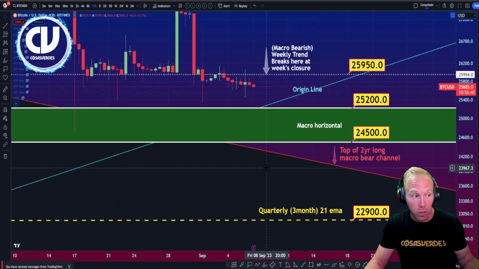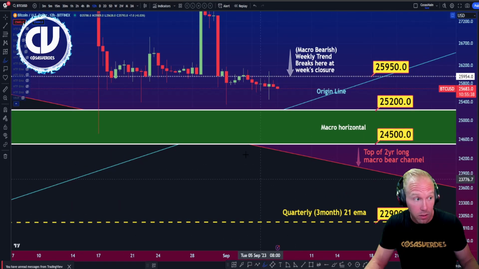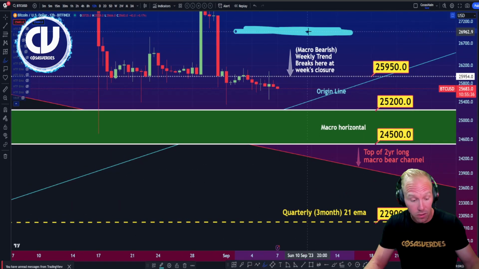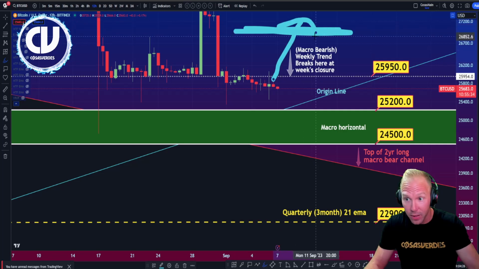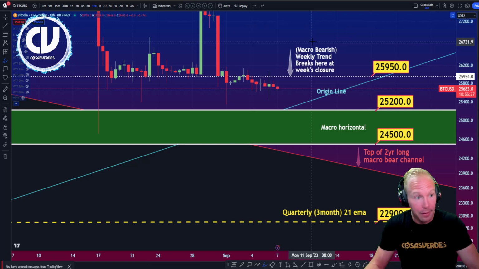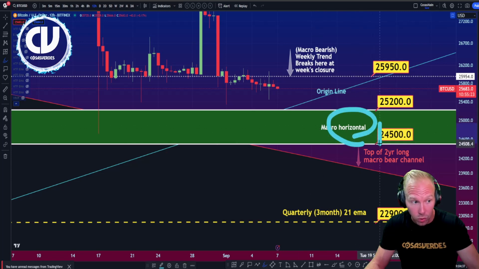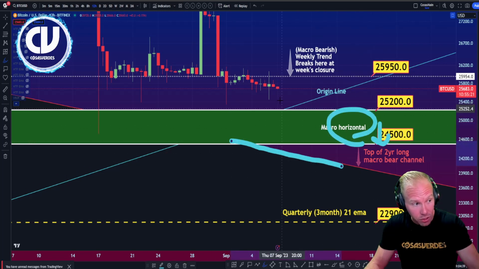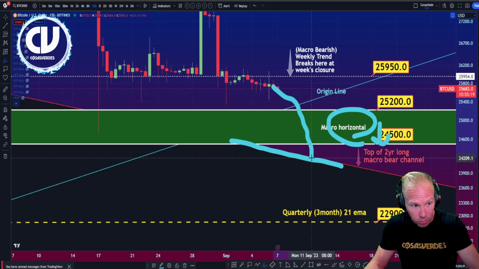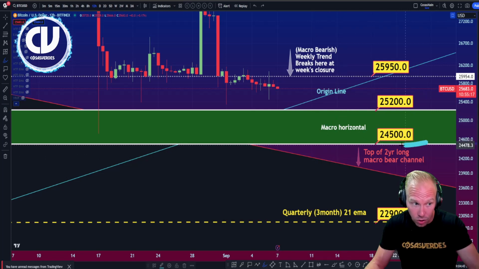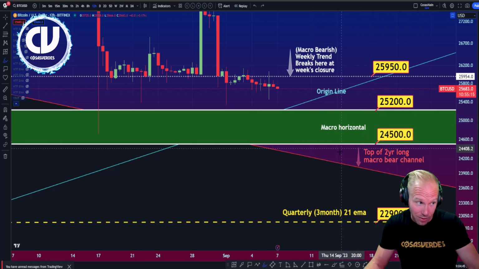Other areas of support, there's a bunch of support here. Even though there's a bunch of resistance, as we just saw, the weekly EMAs, weekly 10 and 21, monthly 10 and 21, it's looking really bad. So you have a macro horizontal at 24.5. You had the 2-year long bear channel, which could be used as support around 24.2, just under 24.5. And this is all the support.